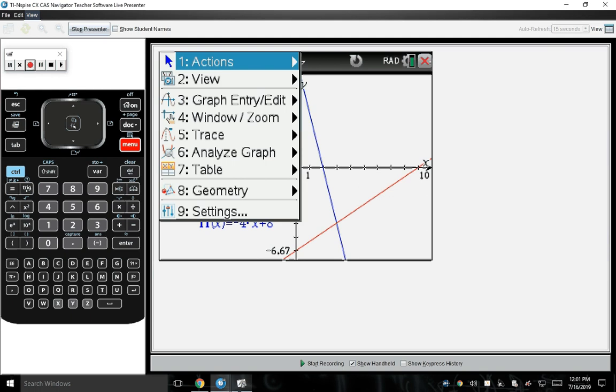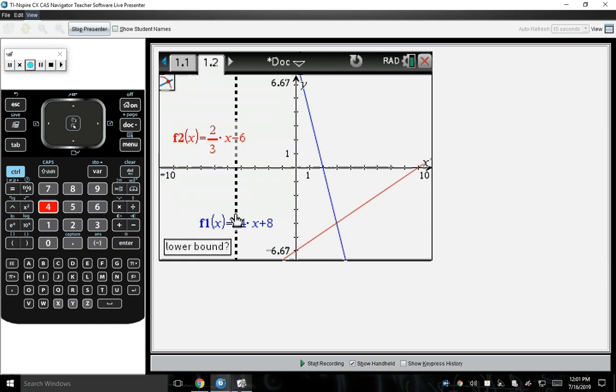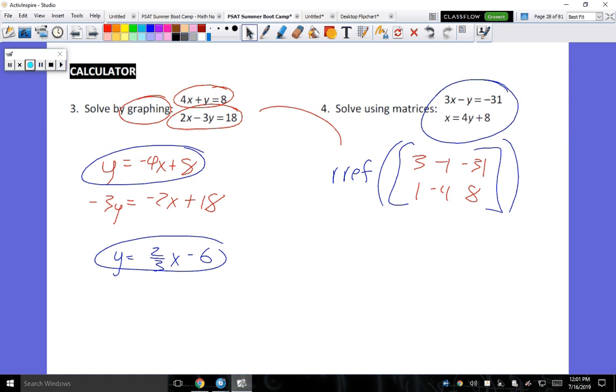So from here, we're going to do menu, we're going to press 6 to analyze graph, and we're going to do 4 for intersection. Now, I will soft mouse somewhere to the left of that intersection, anywhere, and press down on the keypad, and then I'm going to soft mouse over, and the intersection already pops up as 3, negative 4. Our answer, guys, is 3, negative 4 for this one right here. Otherwise, x is 3, y is negative 4. Okay? That's how we do it graphing.